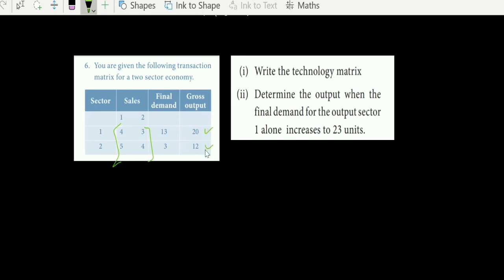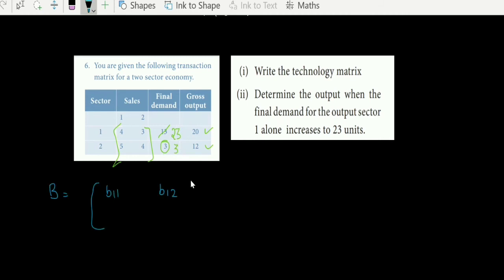This is your X1, X2. The output is X1, X2. Remember that. Now write the technology matrix. Determine the output when the final demand for the output sector 1 alone increases to 23. The final demand for sector 1 is changed to 23. What about the second sector? It is 3 itself, it is not changing. From 13 it has changed to 23. So the demand is 23, 3.